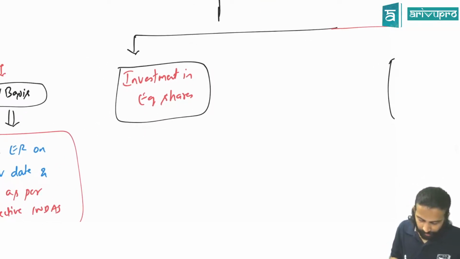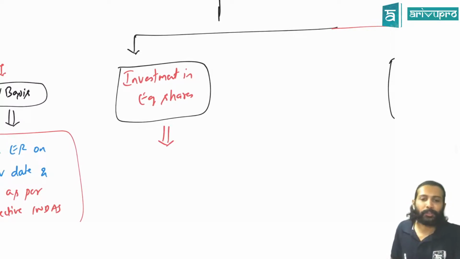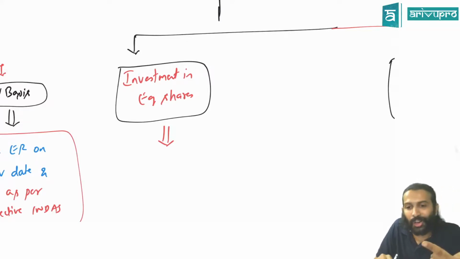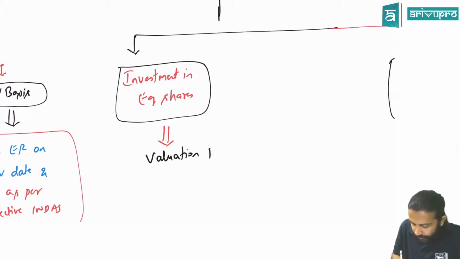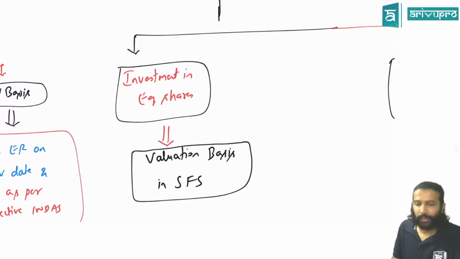Investment in equity shares means, in separate financial statements, how will you value the investment? You remember we had Ind AS 27, separate financial statements, which gave guidance. Investment in equity shares of a subsidiary can be valued either on cost basis or on fair value basis. Either was allowed. So that's what you have to check: how are you valuing this investment? You have to check the valuation basis in SFS, which means standalone or separate financial statements.